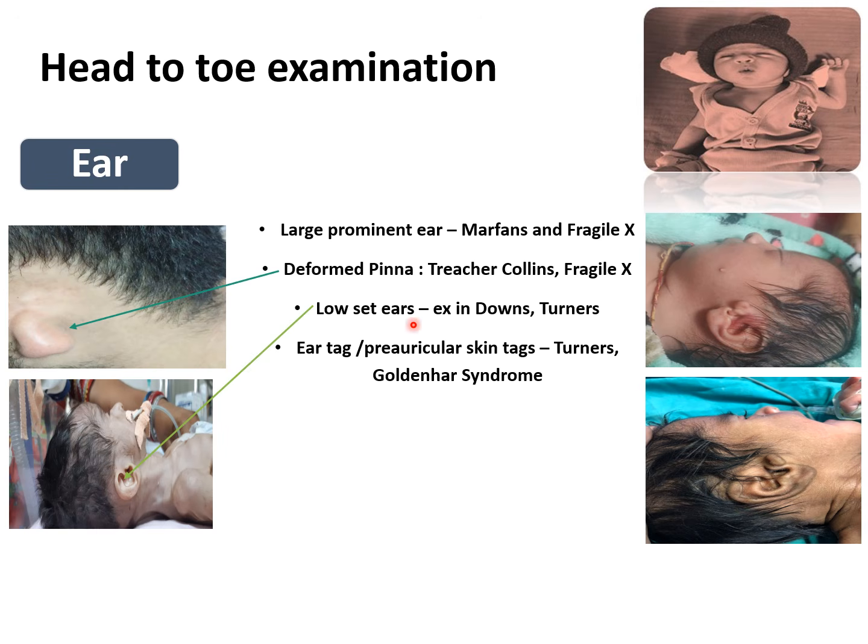Low set ear can be seen in Down and Turner syndrome. We have to draw a horizontal line from the outer canthus. If the ear is present below this line, then we will label it a low set ear. Normally 1/3 should be above this line and 2/3 below it. Here in both the images you can see ear tags. It is a preauricular skin tag, present in various syndromes, for example Turner. This baby was diagnosed with Turner syndrome.